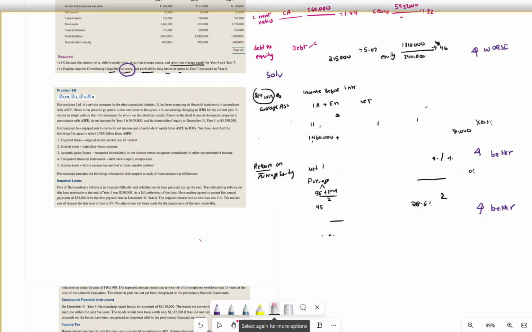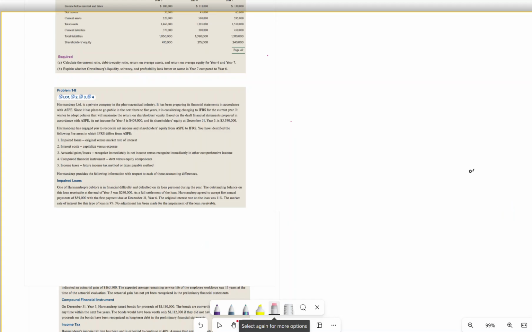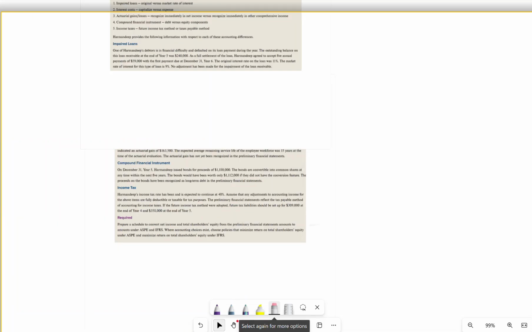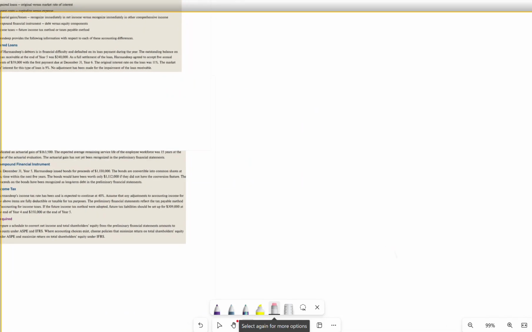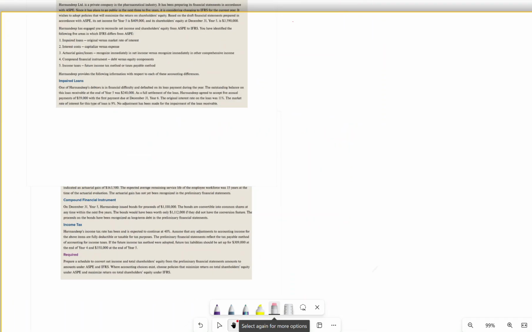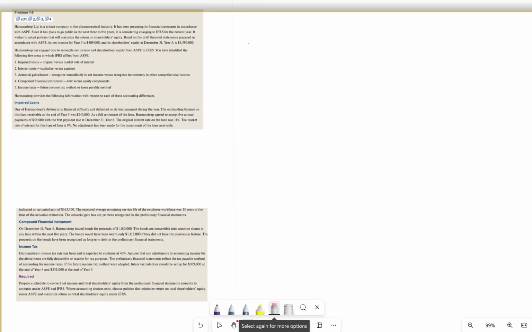Our next problem is problem number 1.8. It has a lot of things in it, and it is connecting to your intermediate accounting, or what we call financial reporting 2. So that's what it's related to. We are going to take this question and do a schedule. What they want you to do is, the company will be moving from ASPE to IFRS, moving from one principle to another principle.